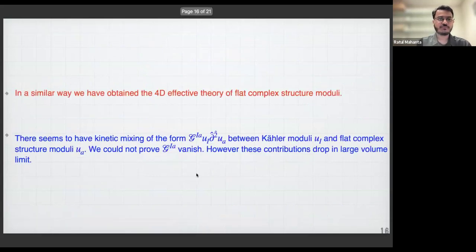Okay, in a similar way, we have obtained the 4D effective theory of flat complex structure moduli. There seems to be kinetic mixing between the Kähler moduli and the flat complex structure moduli. We could not prove these mixings vanish, but these contributions drop out in the large volume limit.